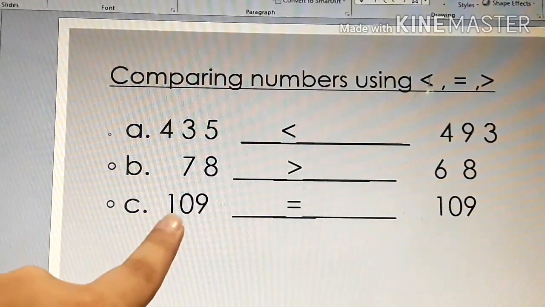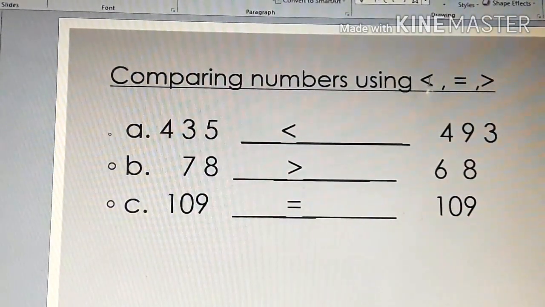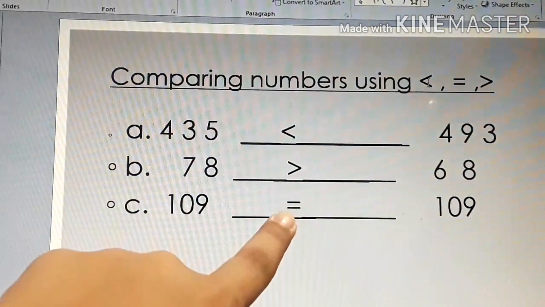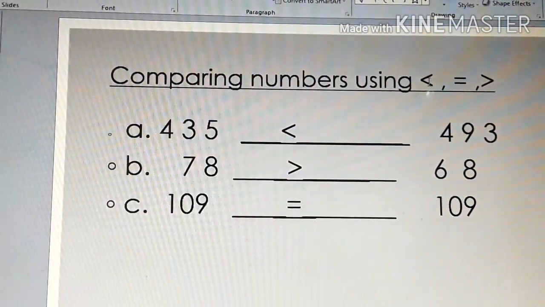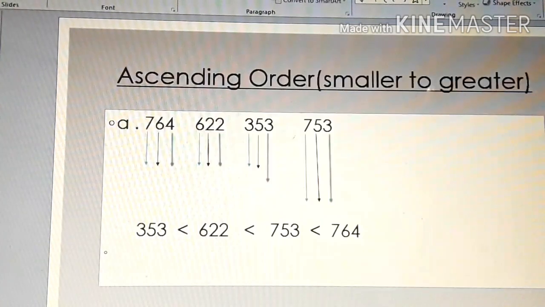Okay. Next 109 and 109. Both are equal numbers, right? So we put the equal sign. Is it clear, children? This is how we compare the numbers using the greater than, less than and equal sign.